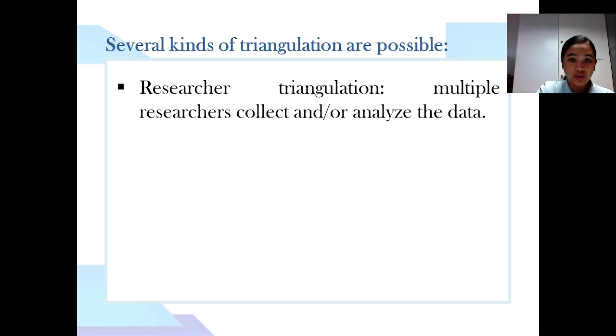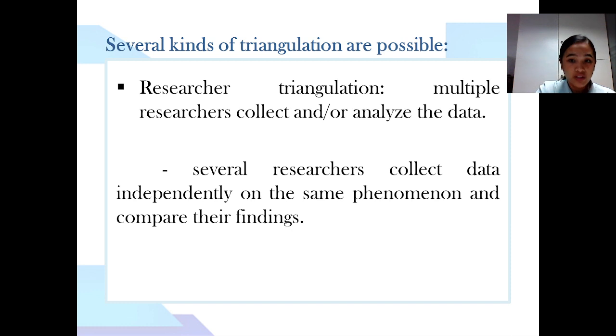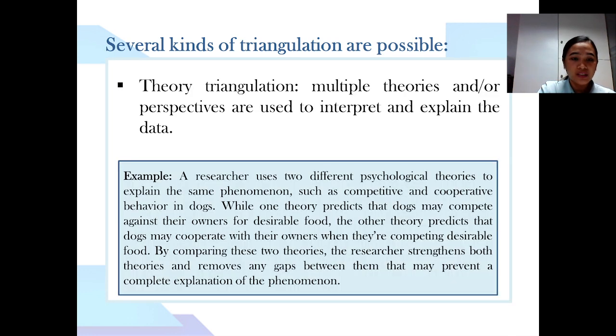The third one is the researcher triangulation. Multiple researchers collect and or analyze the data. Several researchers collect data independently on the same phenomenon and compare their findings. The last one is the theory triangulation. Multiple theories and or perspectives are used to interpret and explain the data.